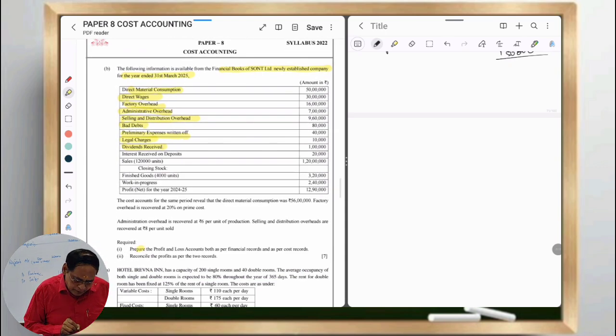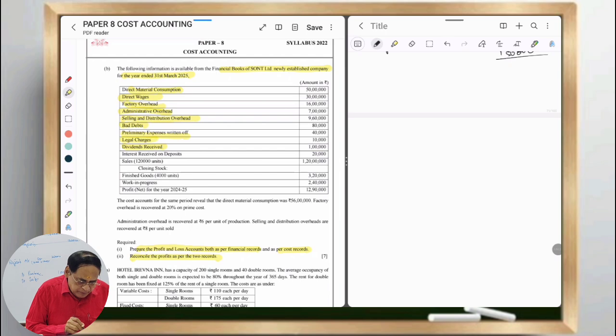Actually in this question, we have to prepare profit and loss account as per financial reports and as per cost records. So we have to prepare according to the cost accounting standards. Cost and profit statement you have to prepare, and then trading profit and loss account we have to prepare, and then we have to reconcile. Is there any difference? Actually there will be a difference. So what is the difference? How to reconcile it? We have to do. So 3 stages we have to prepare.